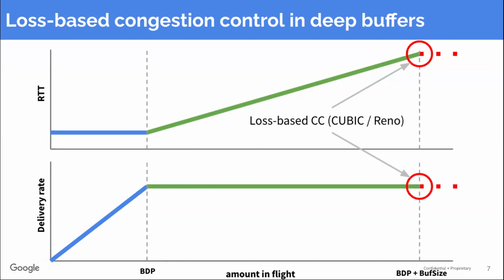Until finally, a loss-based congestion control will always, with enough data, drive the amount of data in flight all the way to the right here, where it will fill up the bottleneck buffer and cause packet loss and maximum delay. And that's what you get with CUBIC or Reno loss-based congestion control.